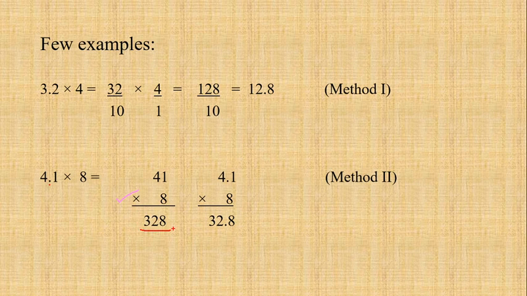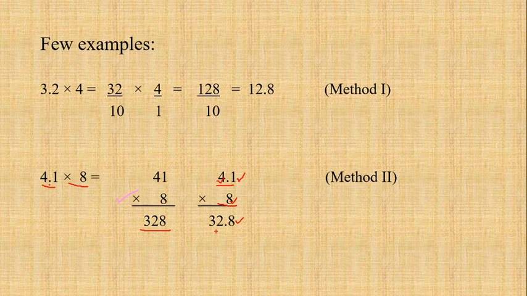Now the same example I am using by the decimal point method. So 4.1 I have written here, multiplied by 8 I have written here. In the same way 8 multiplied by 1 will give me 8 and 8 multiplied by 4 will give me 32.